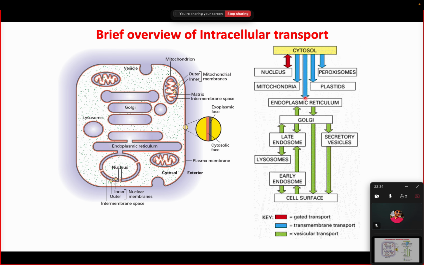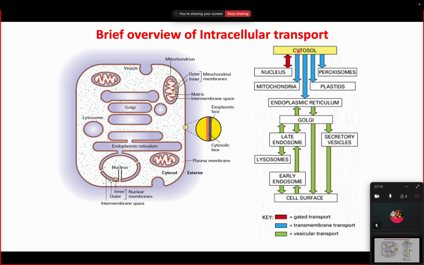So you can see that if something from the cytosol needs to go to the nucleus, it will be a highly regulated process, right, because not everything can enter into the nucleus. So it is primarily mediated by gated transportation, while if something from the cytosol, especially proteins we are talking about here, needs to get transported to other organelles such as mitochondria, plastids, peroxisomes, or the endoplasmic reticulum, it will be via transmembrane transporters, okay.